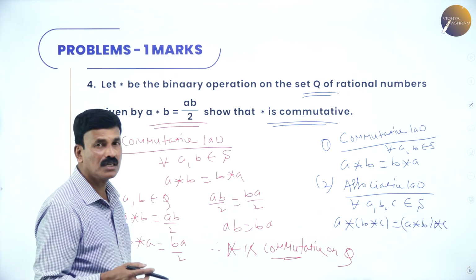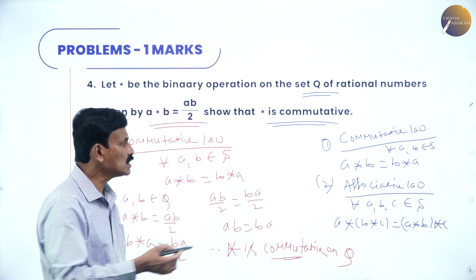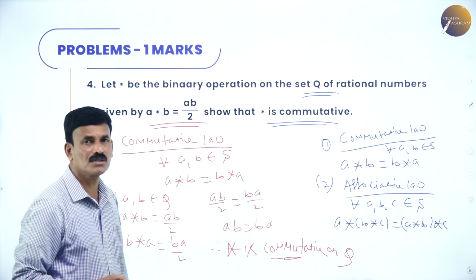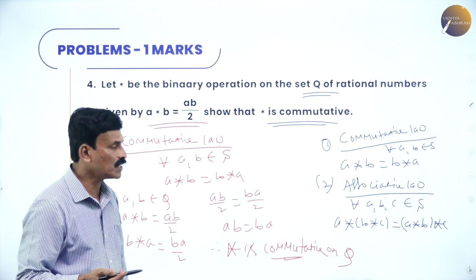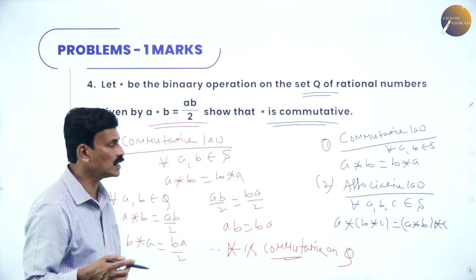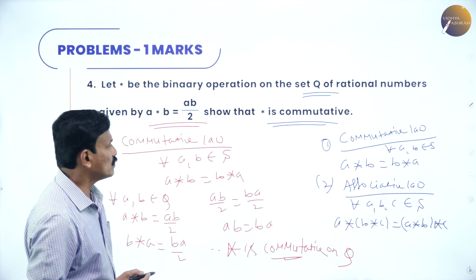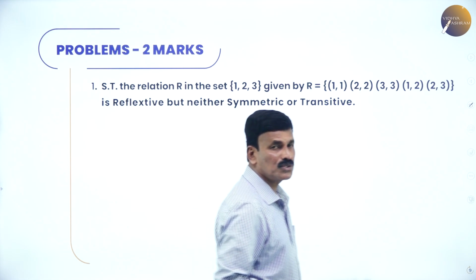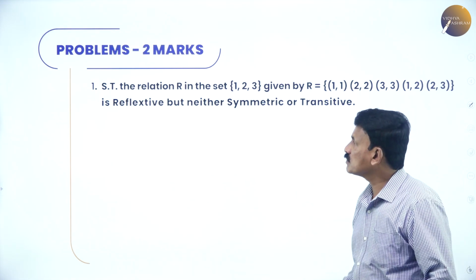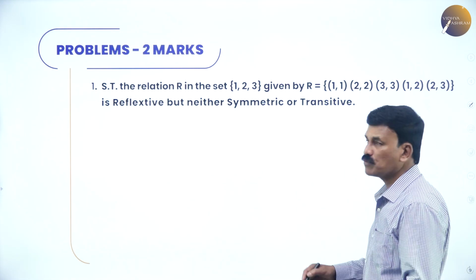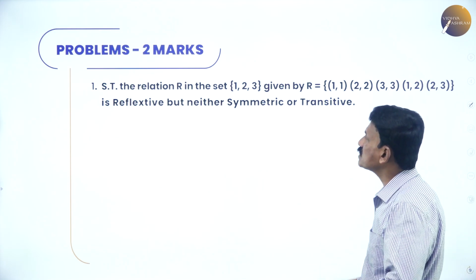If they ask to verify the associative property, it means just verify (a star b) star c is equal to a star (b star c). For that you will get 1 more mark, totally you will get 2 marks, right? Now let's come to the next. Now let's move on to the 2 marker questions. So what are the 2 marker questions? Usually you may expect again 2 marks from the relations.